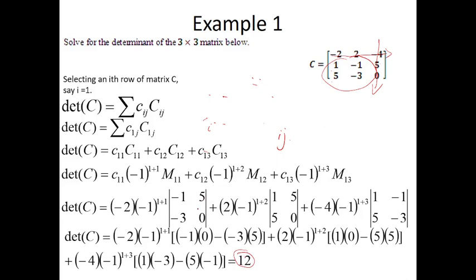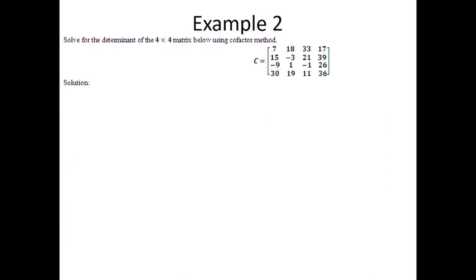Okay? So, yung 2 by 2, naturo ko na yan. Okay? Basket method lang yan. Negative 1 times 0 minus negative 3 times 5. So, madali na yan. So, mag-a-arrive tayo sa 12 na sagot. So, that is for cofactor method. So, we have this problem. Solve for the determinant of the 4 by 4 matrix below using cofactor method. Okay? So, this is the matrix C, and we're going to determine the determinant.